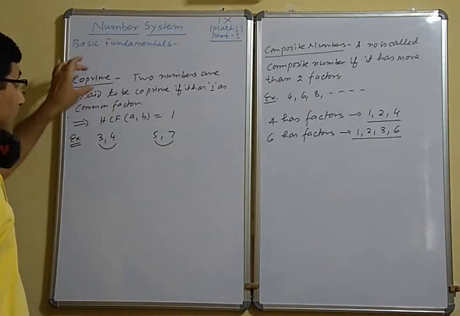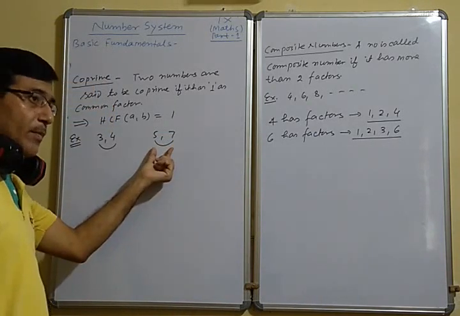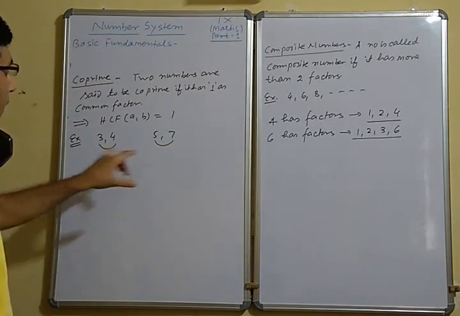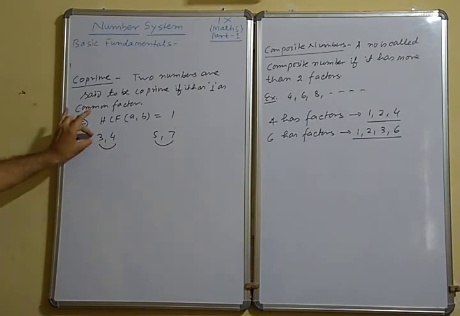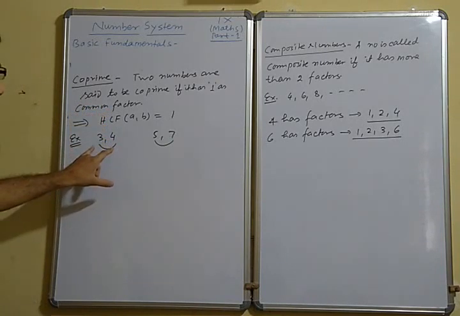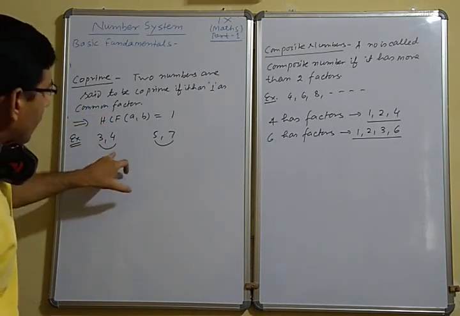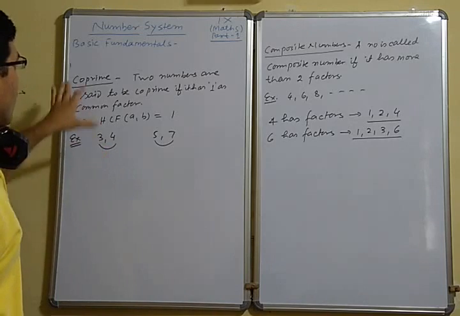Co-prime doesn't mean that these two numbers must be prime. 3 and 4, 3 is a prime number, but 4 is a composite number. Now 3 and 4 are said to be co-prime.